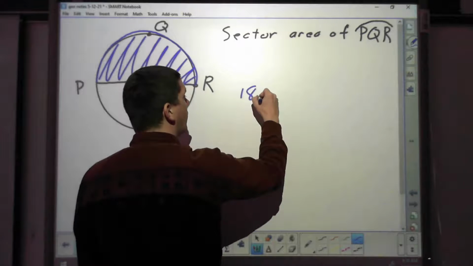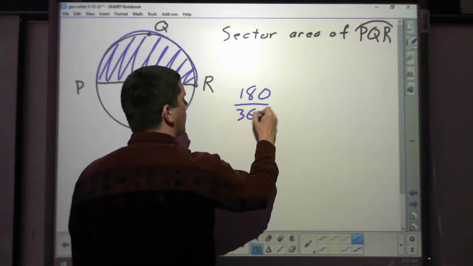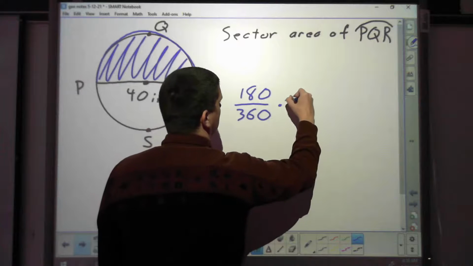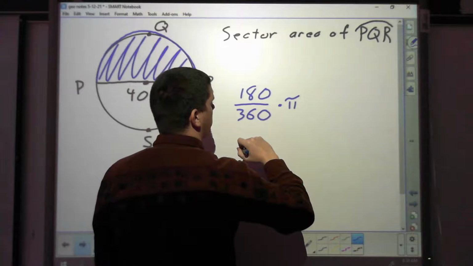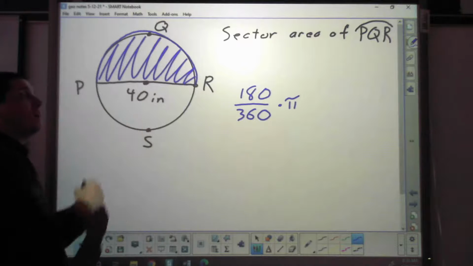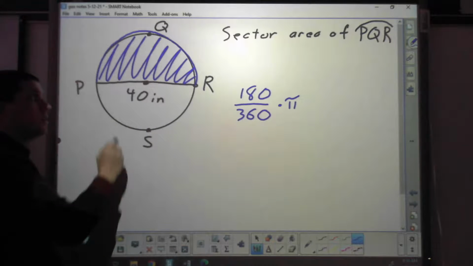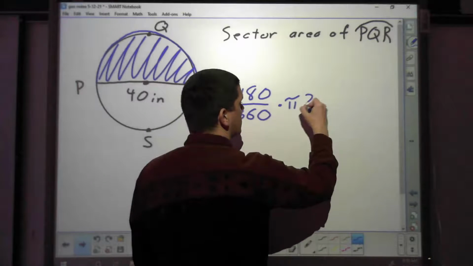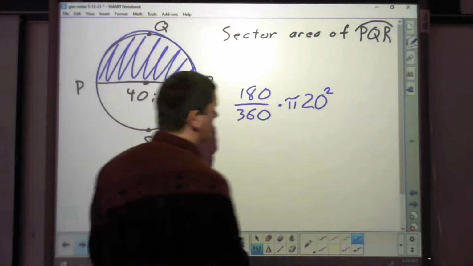So I can say 180 divided by 360 times pi. What's my radius here? Got to be careful. They gave me the diameter of 40. I need the radius of 20 squared.